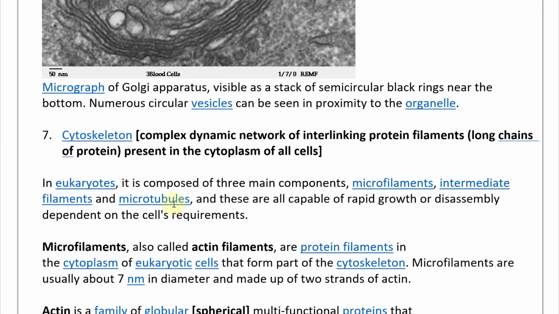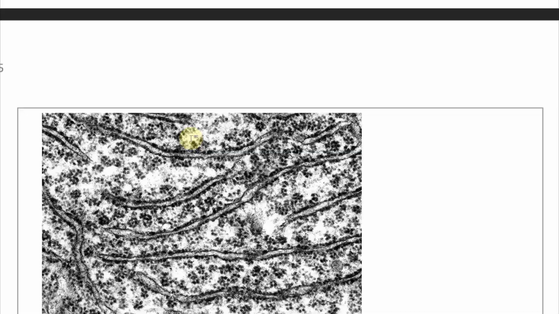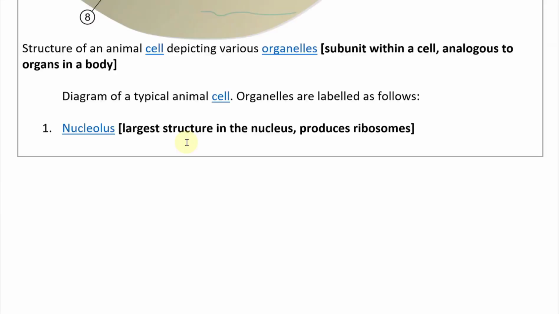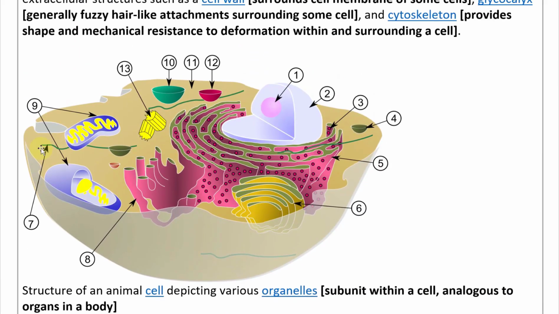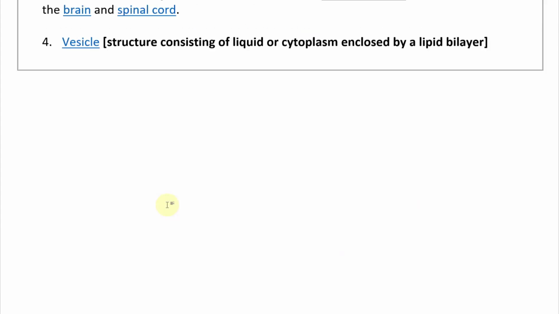Now let's look at the cytoskeleton, which is a complex dynamic network of interlinking protein filaments, which are long chains of protein present in the cytoplasm of all cells. Let's scroll all the way up to number 7, which is the cytoskeleton. And there it is, number 7 like that. So this is the cytoskeleton inside there. There's another filament across, another one across here and across there. And it gives the cell strength and so on. Let's go back to the cytoskeleton.